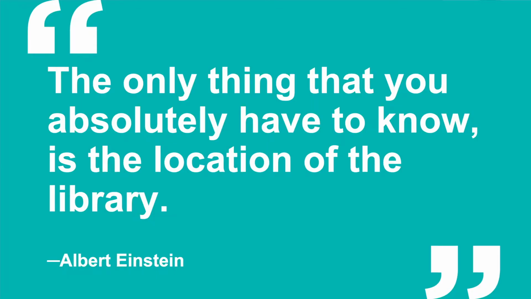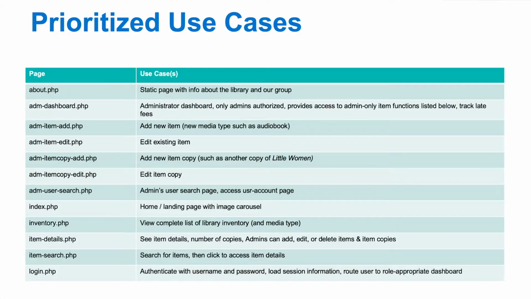As Albert Einstein said, the only thing that you absolutely have to know is the location of the library. We chose to build a library application for our project, not only because they are readily accessible, but because they perform a critical service to their surrounding communities. Libraries have a lot going on, from managing inventory for multiple types of media to tracking and maintaining patron memberships and late fees.